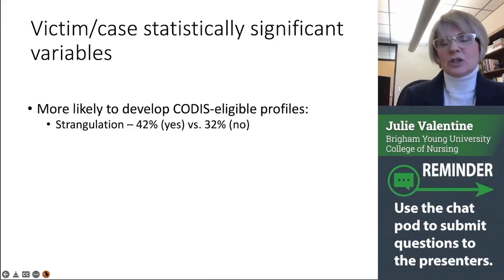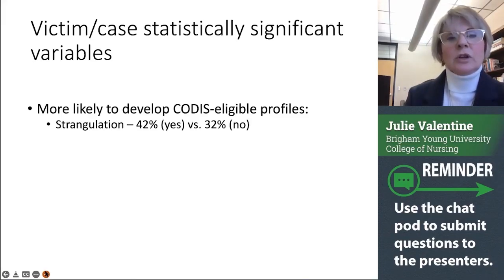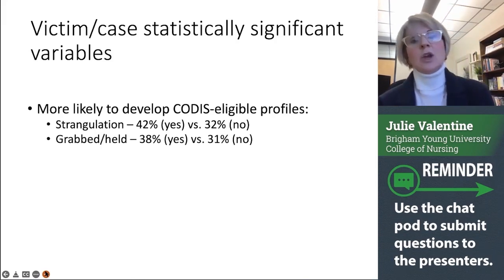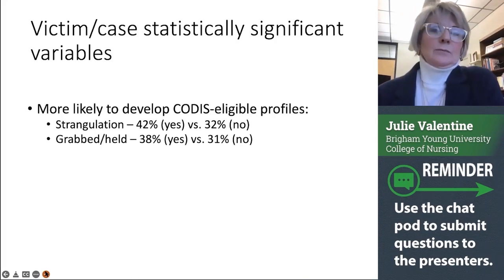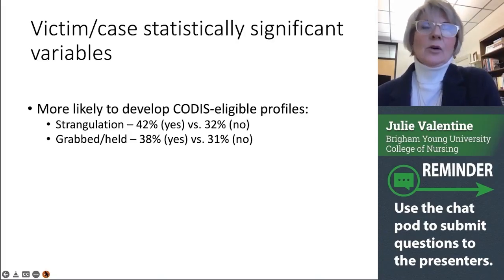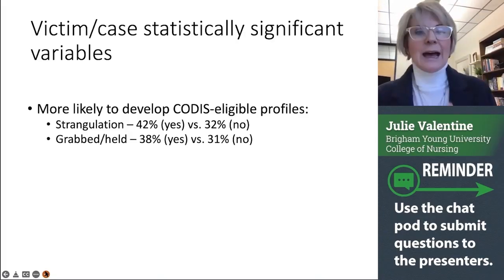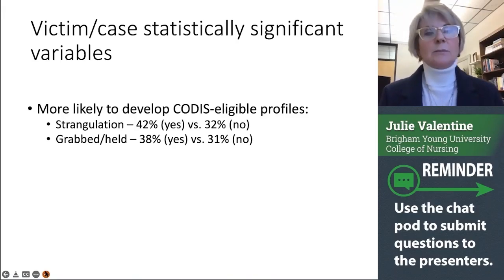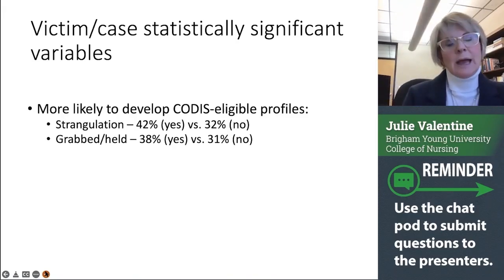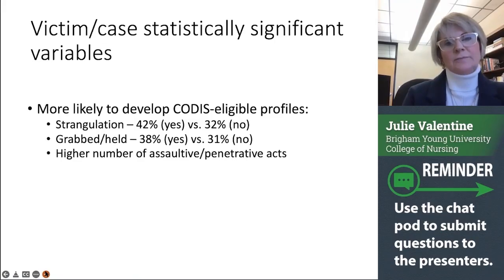Strangulation. If the victim reports being strangled, we are more likely to develop a CODIS-eligible profile. This does not mean just from the neck, this means overall strangled. Grabbed or held. Both strangulation and grabbed or held means the victim had more epithelial DNA contact, possibly being grabbed and held, as well as with the strangulation.